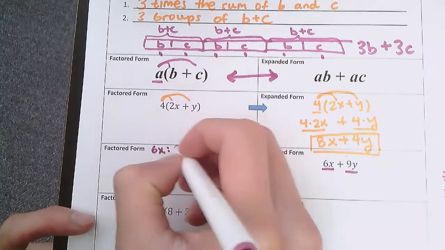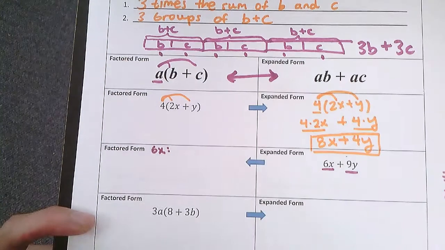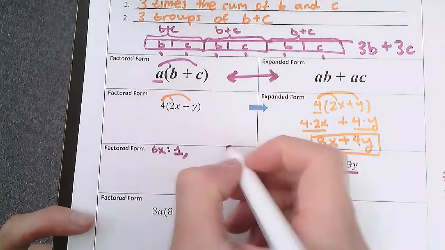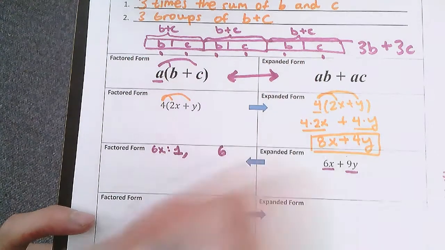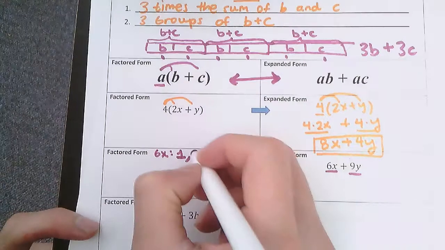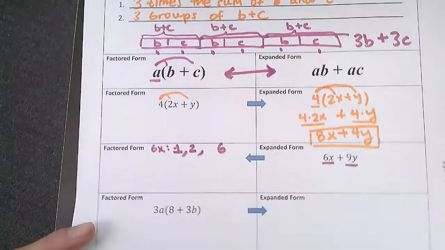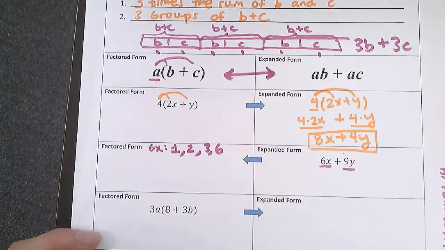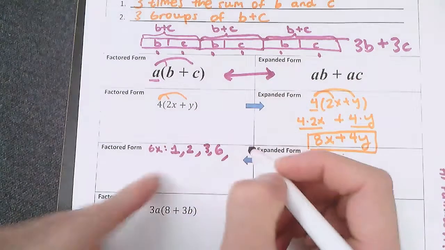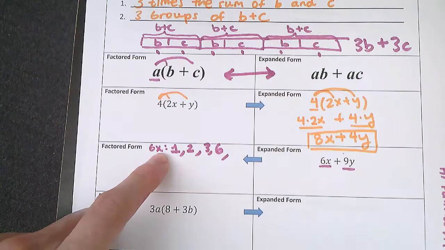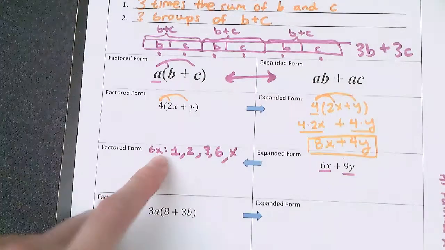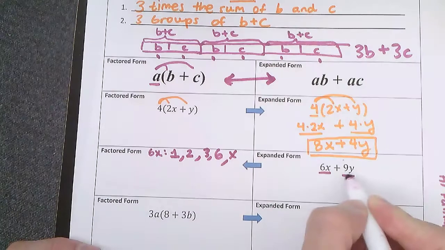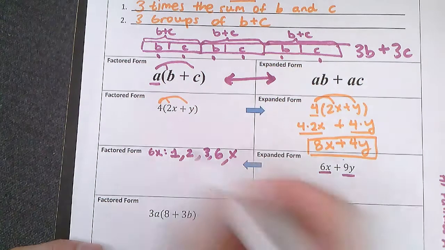6x, the factors are, what can I divide into 6 or into x? I can divide 1, and 6 divided by 1 is 6, so 6 is also a factor. I know I can divide 2, and 6 divided by 2 is 3, so I can divide 3 into 6 as well, because 2 times 3 equals 6, and the variable is also always a factor. So x is a factor here. 1, 2, 3, 6, and x are factors. Let's do the second term, which is right here, 9y.